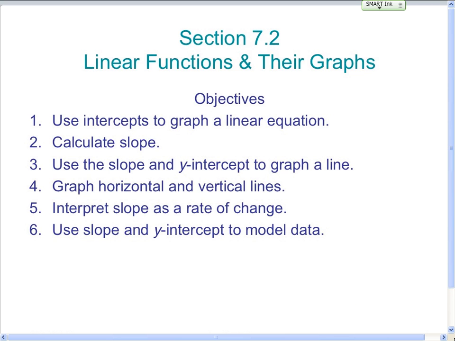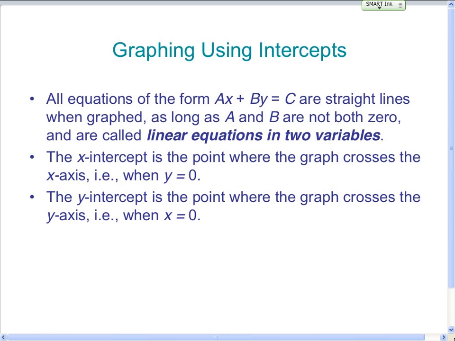This is section 7.2. We're going to be graphing lines. If you can put an equation in the form ax plus by equals c, the graph is going to be a straight line when you graph it. As long as a and b are not both 0, we call these linear equations in two variables.